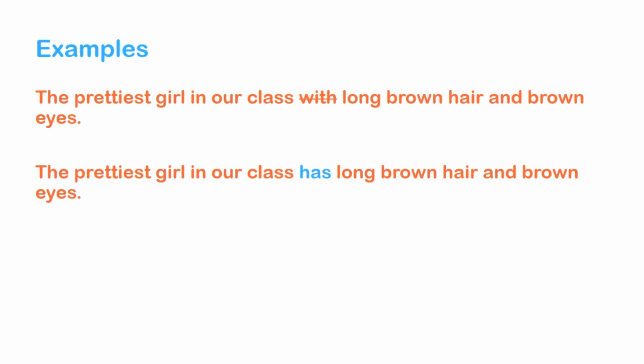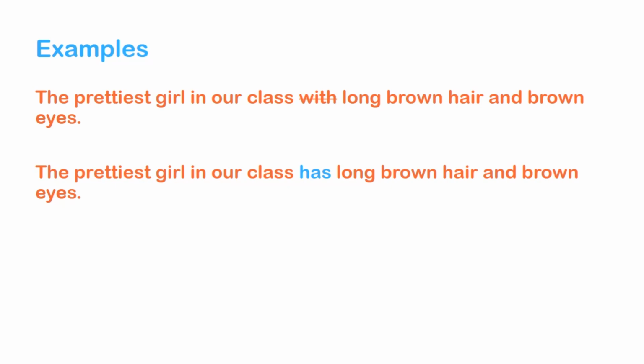It is all talking about the prettiest girl in our class, and it is described by the following description: long brown hair and brown eyes. But then, if we are being careful, it doesn't really have a verb. There is no expression of existence, action, or experience.